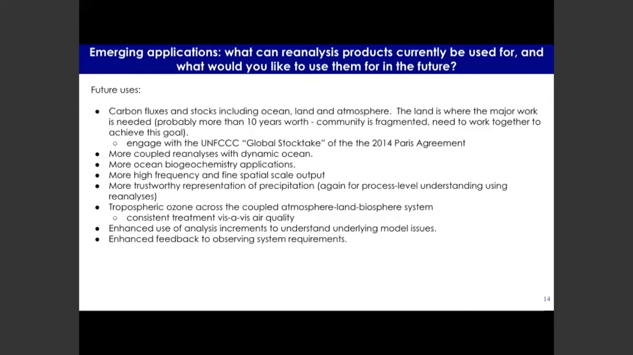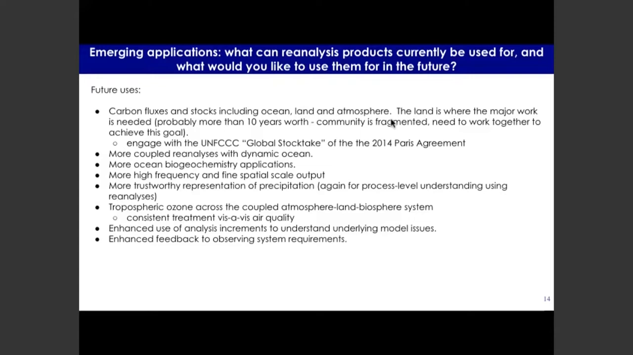More coupled reanalyses with the dynamic ocean and more ocean biogeochemistry. Also more high frequency and finer spatial scale output that could help to deal with some of the mismatch between looking at local regions and then the coarser resolution reanalyses that we currently do.